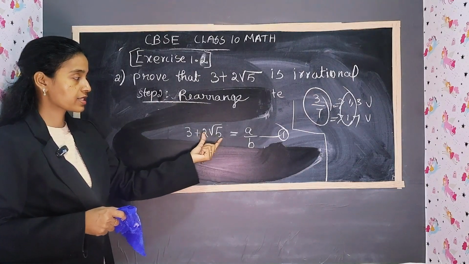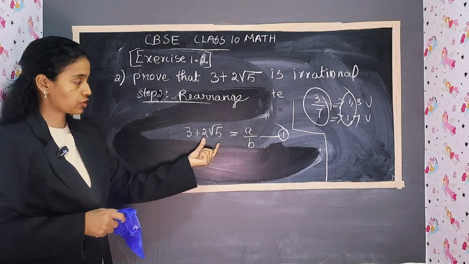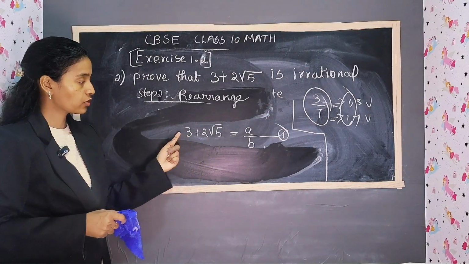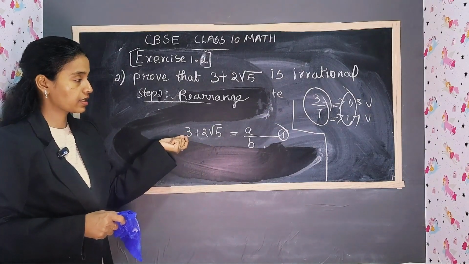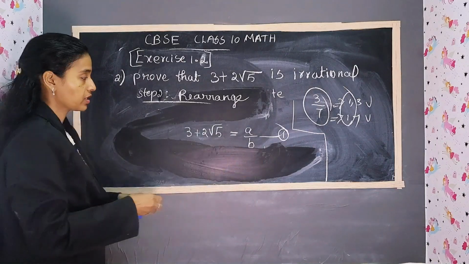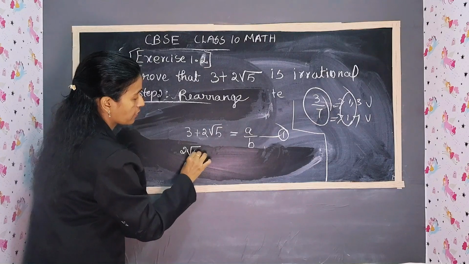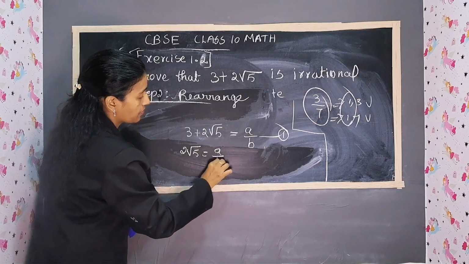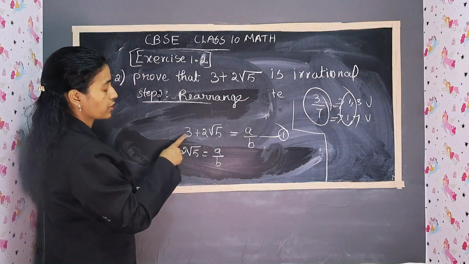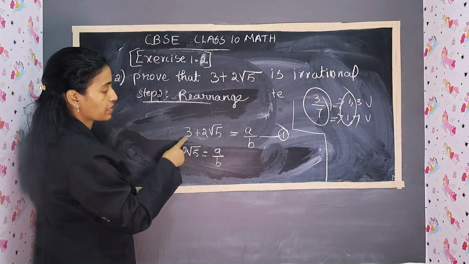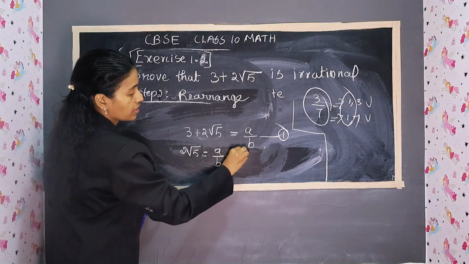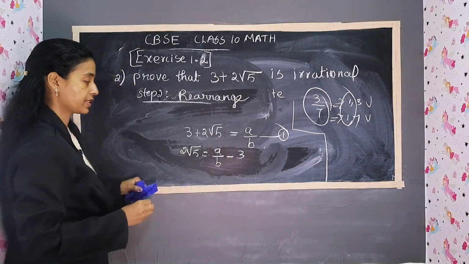Rearranging means this term, square root of term, should be here. We are going to bring this 3 to that side. So I can write 2 root of 5 equal A by B. If you are taking 3 to this side, this plus 3 becomes minus 3, right?